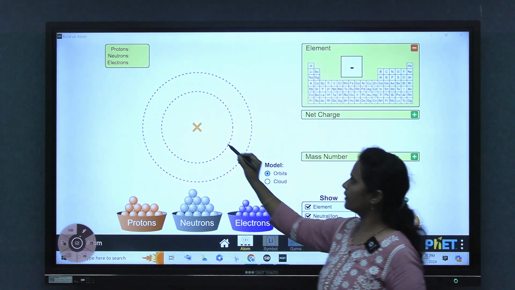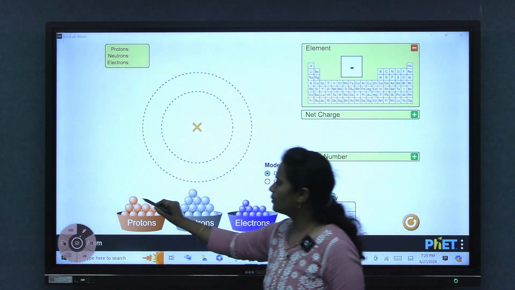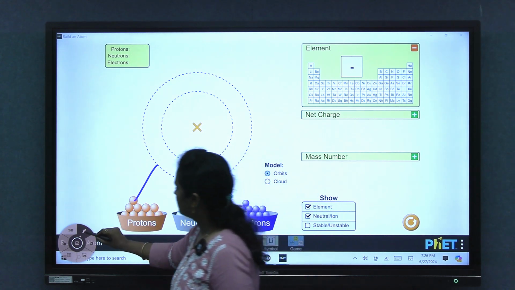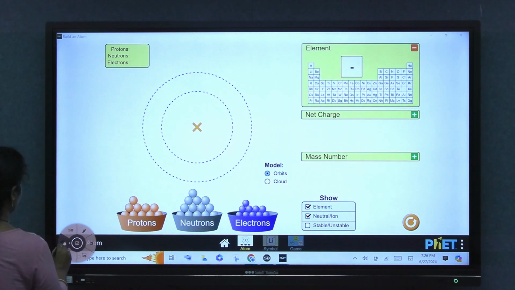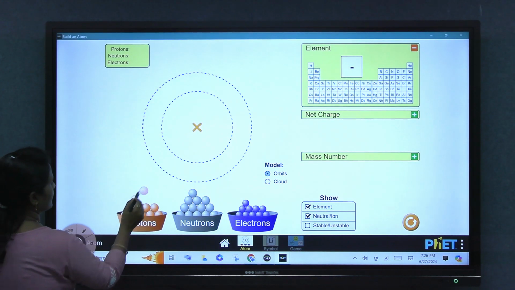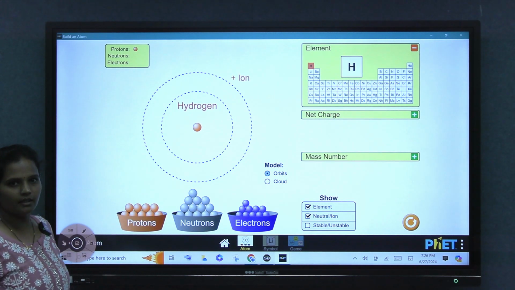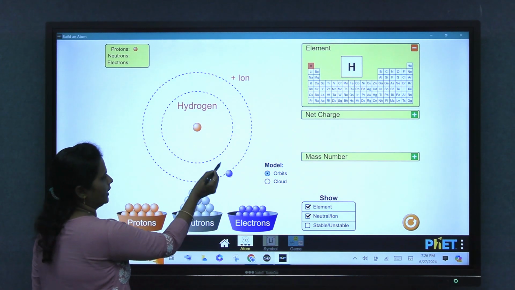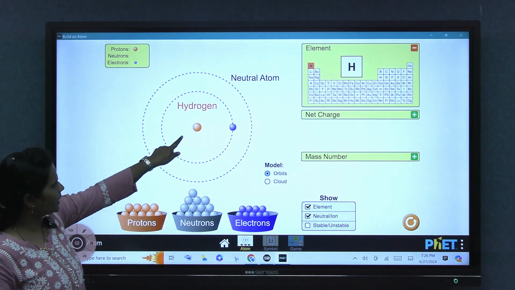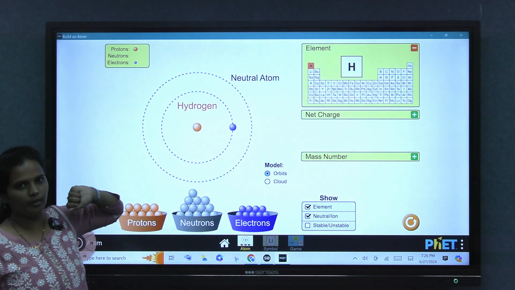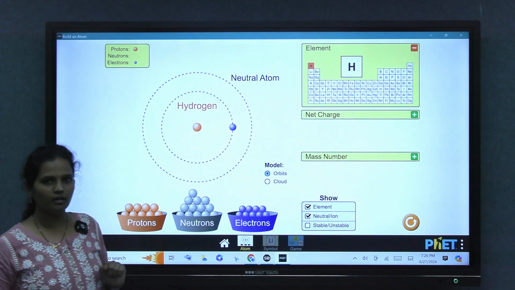Now you can see this is X, an element. I am going to take one proton. The proton is placed inside the nucleus, and one electron. Electrons are going to revolve around the nucleus. If I take a proton, immediately you get the element name, that is hydrogen. So one proton and one electron are present.